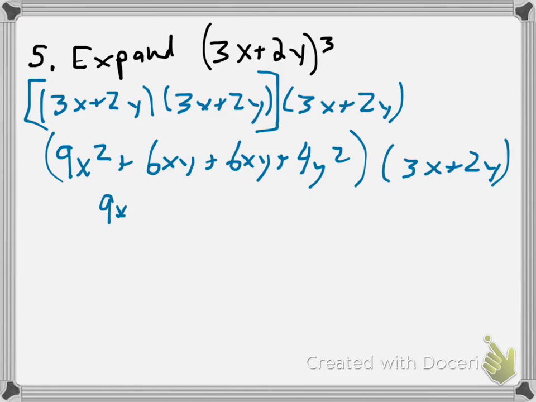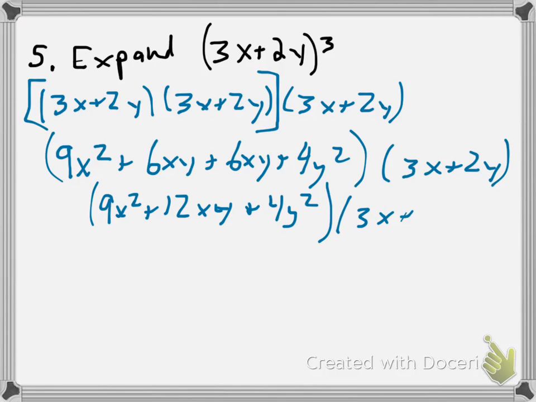Let's combine like terms. That's a 12xy. Plus 4y squared times 3x plus 2y. So now that the like terms here were combined, I'll FOIL this out again.